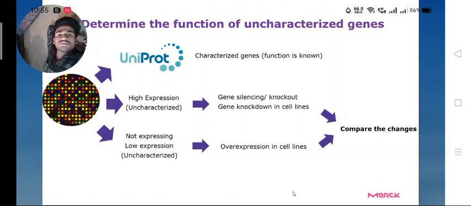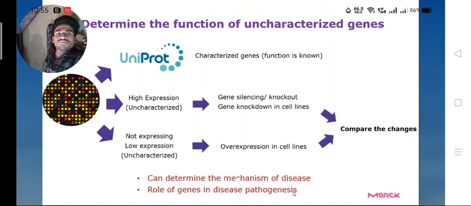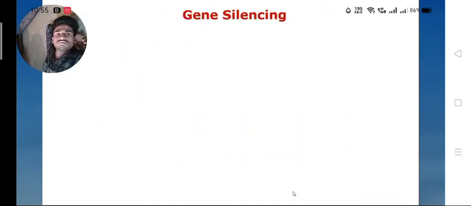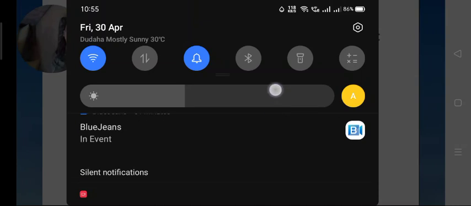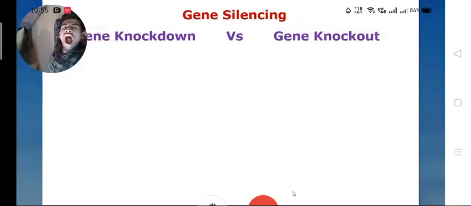Now let's understand gene silencing first. When I say gene silencing, what does it mean? There are two terms: gene knockdown versus gene knockout. So you have to very clearly understand these phenomena.